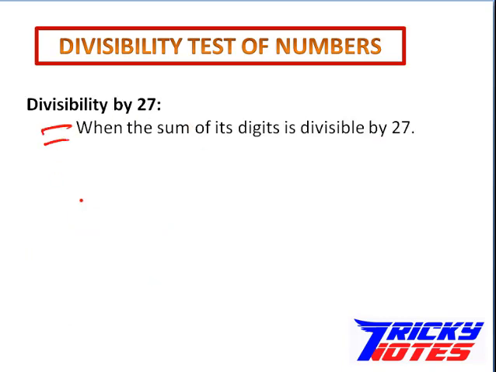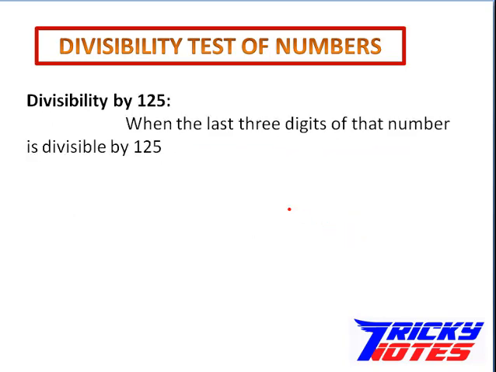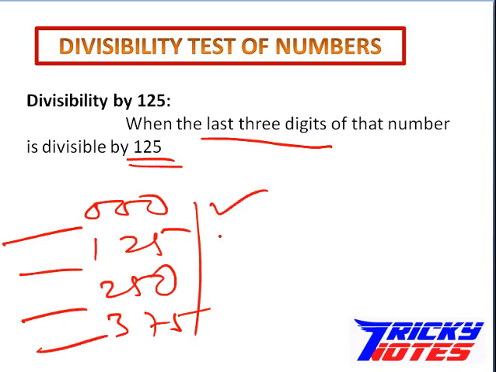For 27, when the sum of the digits is divisible by 27, as it is for 3 and for 9, it's similar for 27. Take an example, add all the digits. If the sum is divisible by 27, the number is divisible by 27. For 125, as we were doing in 25, there we were checking the last two digits. Here we will check the last three digits. So if the last three digits are 000, 125, 250, 375, then whatever the number is, it is divisible by 125.